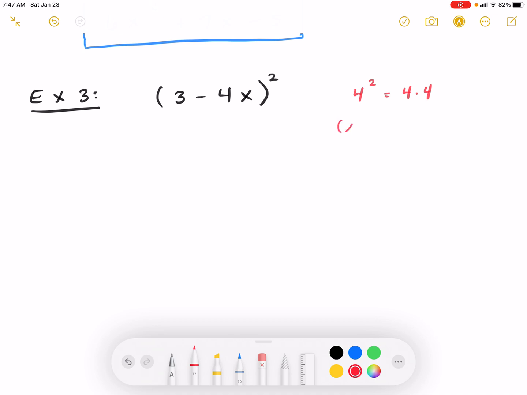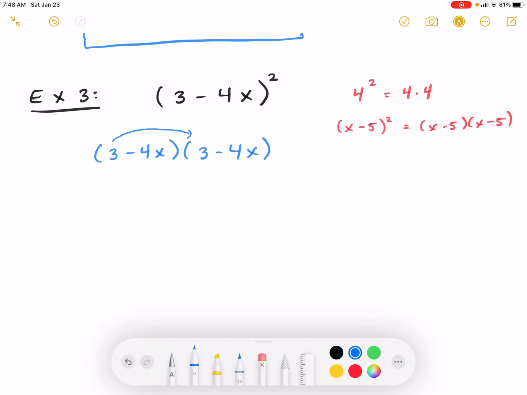And so if we were to have the quantity x minus 5 squared, that would mean x minus 5 times x minus 5. And so what we're going to start out doing with this problem is expand it to be 3 minus 4x times 3 minus 4x, okay? And then we're going to go through and double distribute. Now, if you're feeling comfortable with this, feel free to hit the pause key, work through the problem, and then hit play when you're ready and see if you got it right, okay?